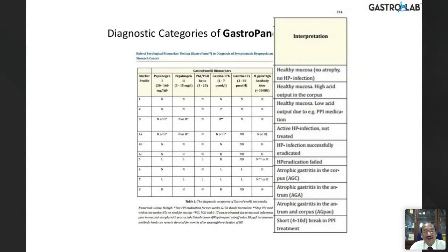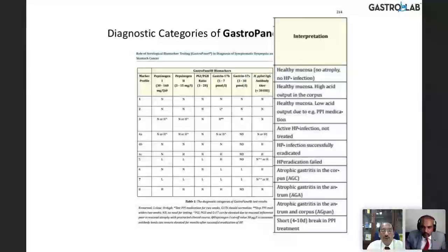You have another option here where the pepsinogen 1 is normal or high, 2 is normal or high, pepsinogen 1-2 ratio is normal, gastrin is normal or high, and 17S is not important, so not detected here. So the antibody is normal or high. It could mean that there could be an active infection, not treated, but nevertheless, there is no problem here. Whereas here, if you see, the H. pylori antibody is high. That means it's an active infection. Sorry, the previous one, correct, yeah. And this antibody is high here, but all the rest are normal. That infection has been eradicated.